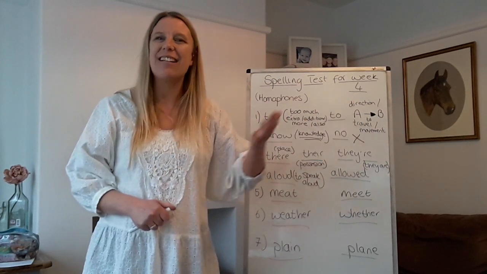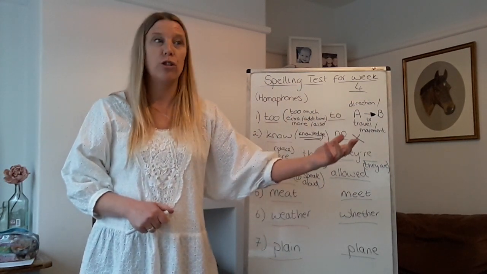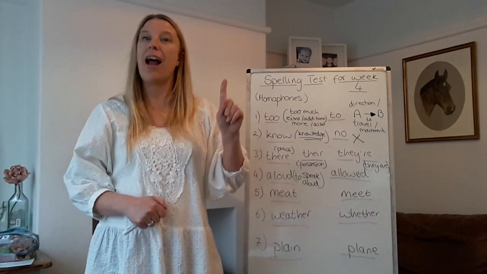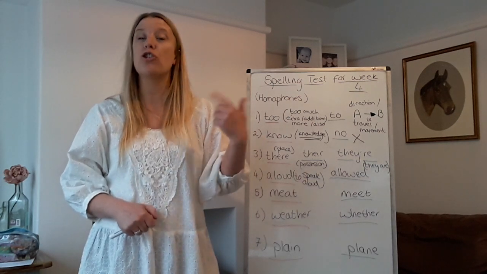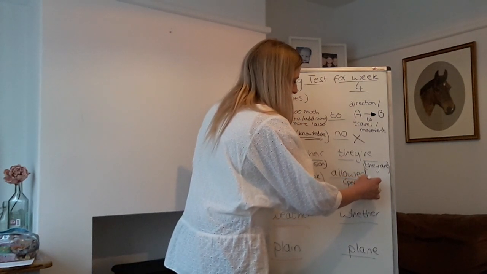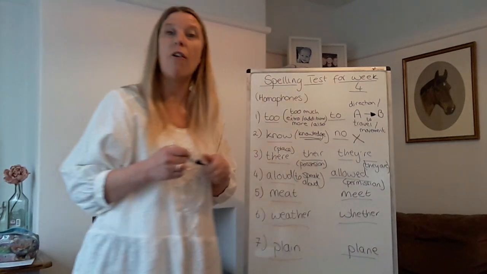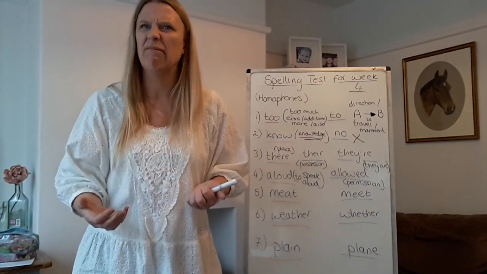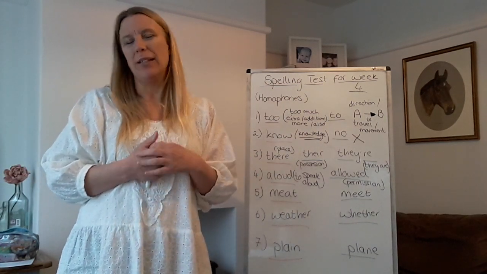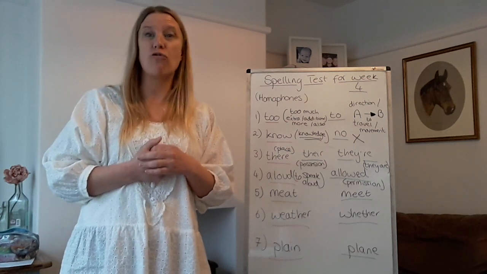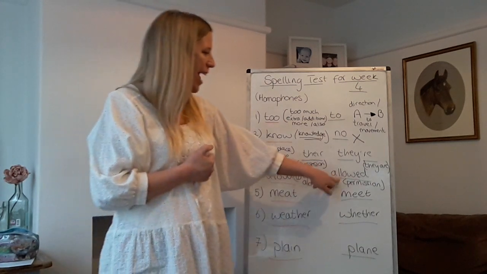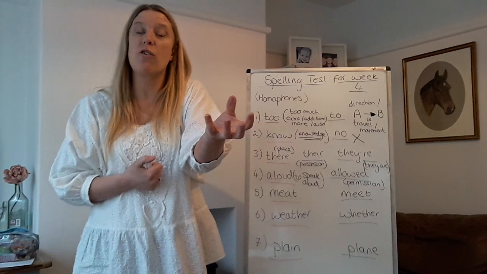You are allowed to enter the room. When you are 18, you are allowed to drink. You have permission. You are allowed to drink at 18. You're allowed to smoke at 16, 18? I don't know. You're allowed to go to the pub and drink when you are 18. You're allowed to drive at 17. So allowed, permission, and aloud, to make sound with your voice. Speak aloud.